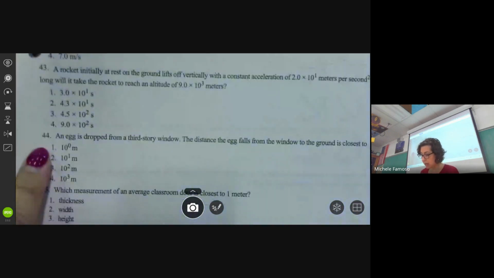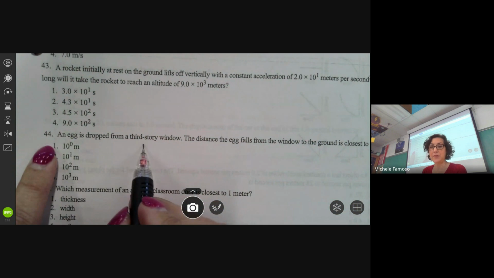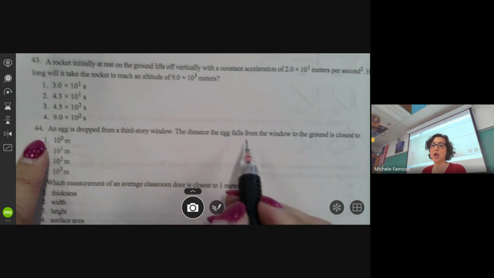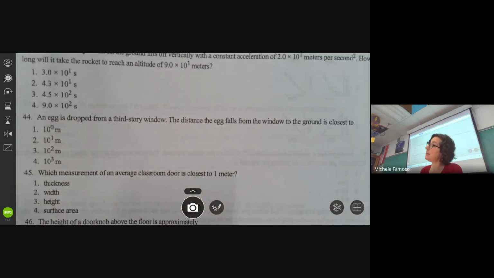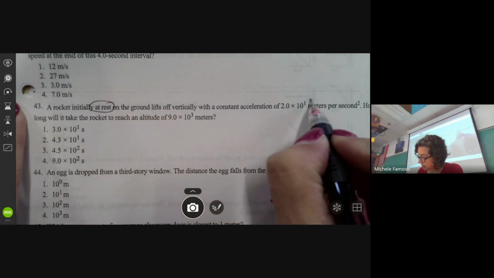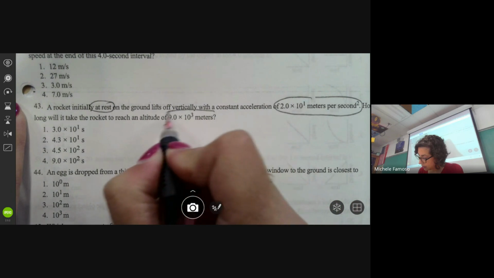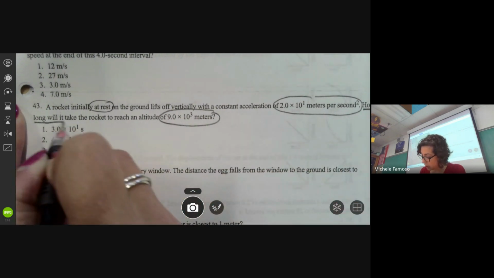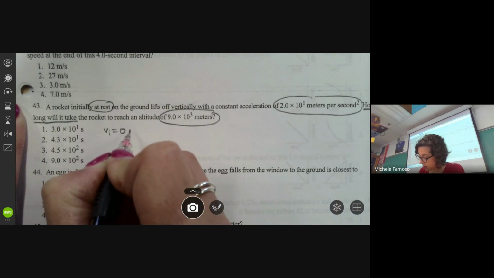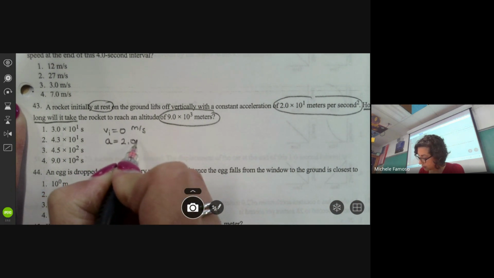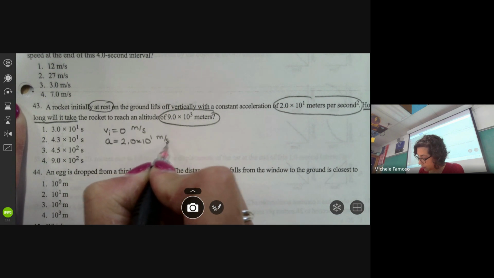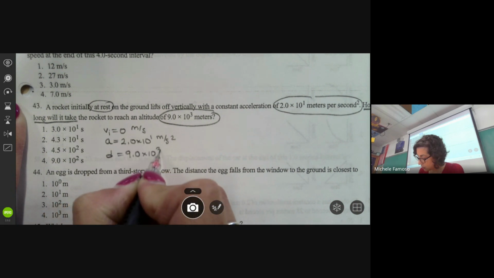43. Okay. We're dropping something from a 3rd story window. I want to know how far is it falling? Oh, 43. Okay, good. Look. Yes, the one above that. Thank you. So we have a rocket at rest. Here's an acceleration. There's a distance. I want to know how long it takes. So my VI is 0 meters per second. I have an acceleration of 2.0 times 10 to the 1 meter per second squared and a distance of 9.0 times 10 to the 3 meters.